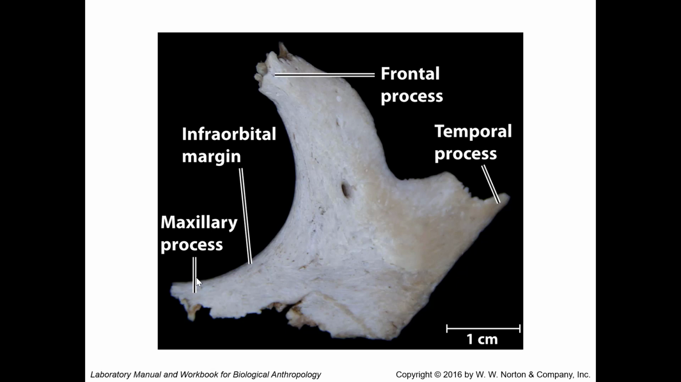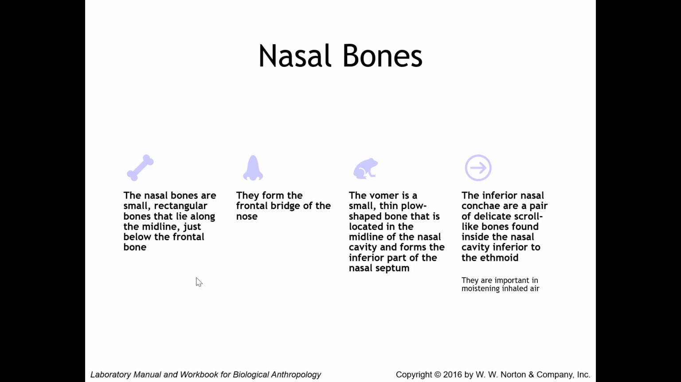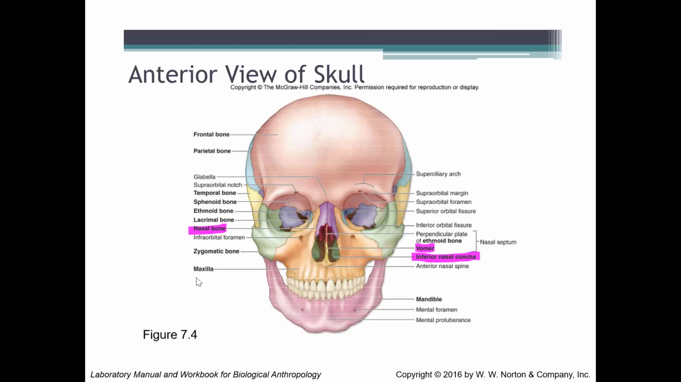So moving on from the zygomatics, we move on to the nasal bones. The nasal bones are small rectangular bones, and they lie along the midline just below the frontal bone. I'm going to go to a picture of the cranium, an anterior view of the skull, so we can talk about them. The nasal bones, right here, are highlighted in purple. They are, again, small rectangular bones that lie along the midline just below the frontal bone. Here's our frontal bone, and just below that.